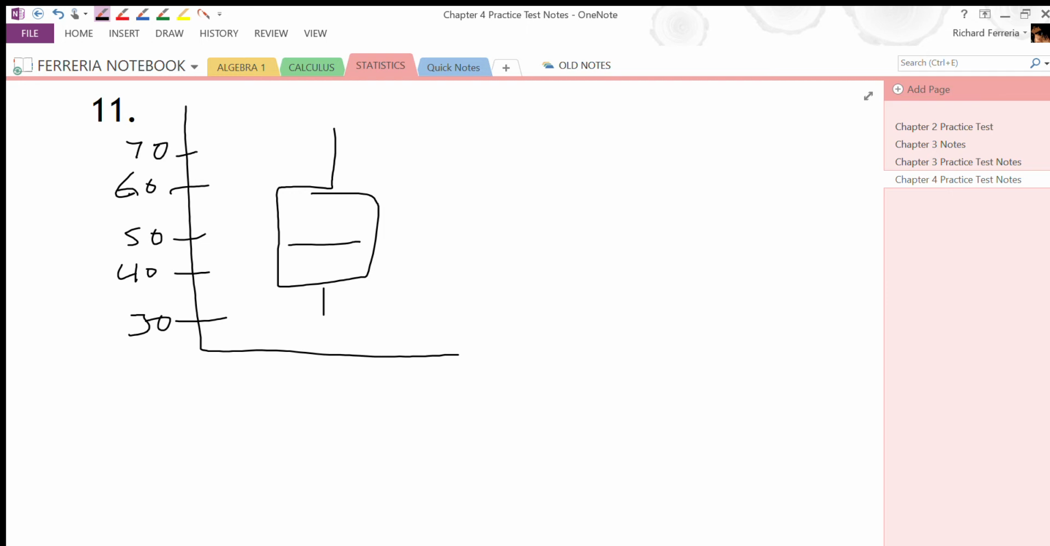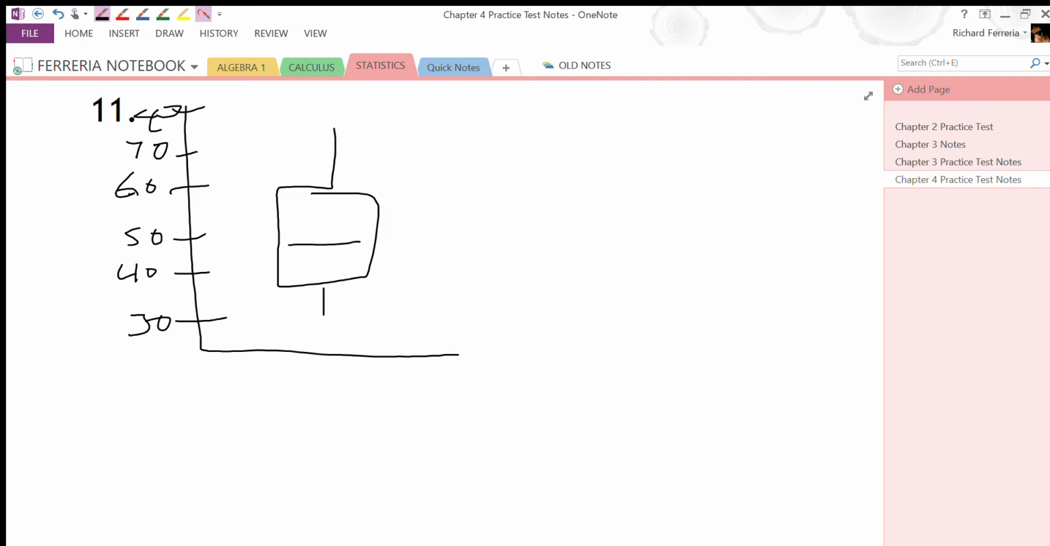70, 80. So it looks like the max is somewhere around here, right? 77 or something. So I think A is probably false. The minimum salary is about 20,000. Well, the minimum salary is down here at around 30,000. So that's false too.